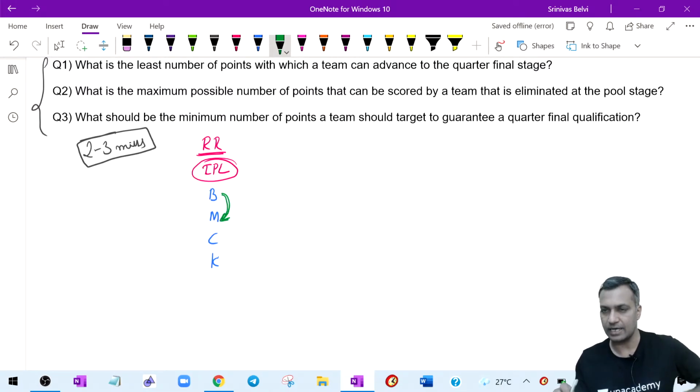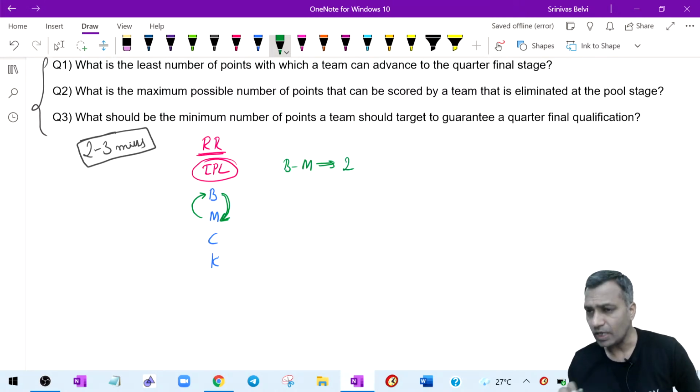Bangalore goes to Mumbai and they play a match. Why is it a double round robin? Then Mumbai also has to come to Bangalore and play one particular match. Therefore, between Bangalore and Mumbai, double round robin means there would be 2 matches.